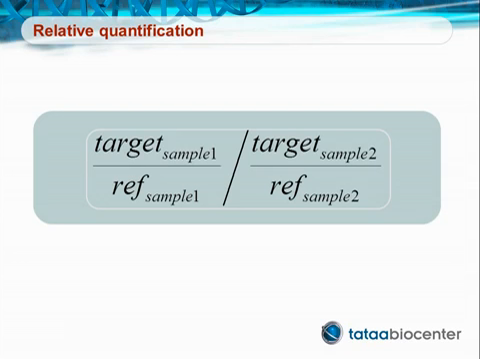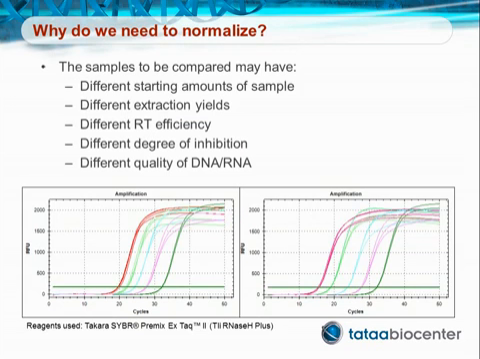In relative quantification, we compare the expression of a gene of interest, a target gene, in different samples. But to be able to compare different samples, we normalize the expression in the samples, usually using a reference for each sample. Why do we need to do this normalization?